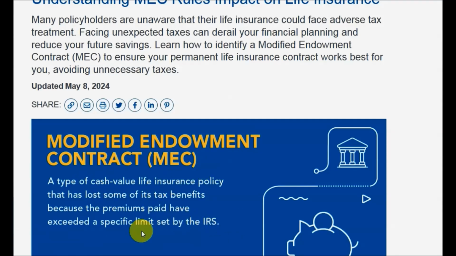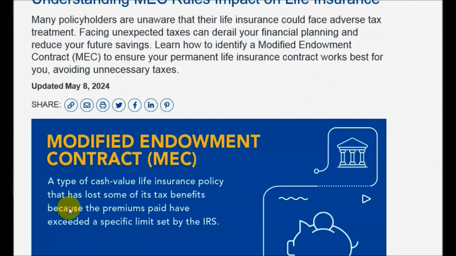In other words, if you have a life insurance that gives you the ability to cash out, aka liquid, well, that ability to cash out is lost. Why? Because you've lost tax benefits relating to it, because whatever you pay to it within a certain period, maybe a year or month, is more than what the IRS has set as a limit.